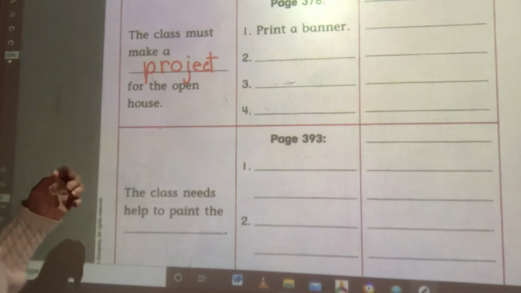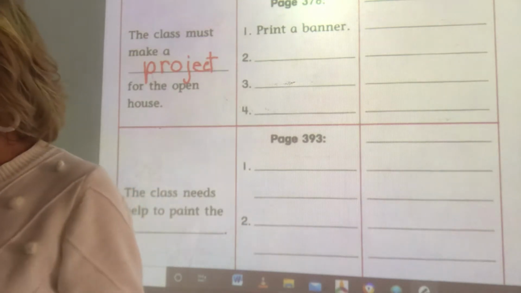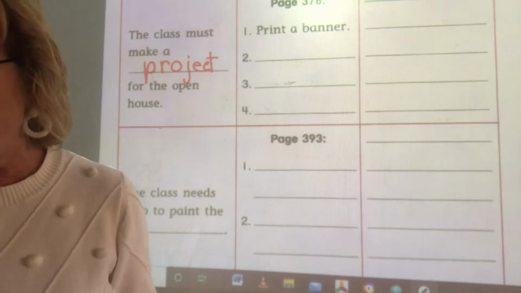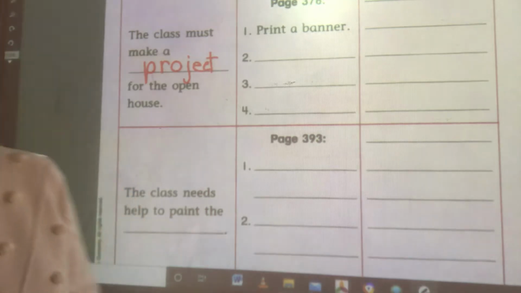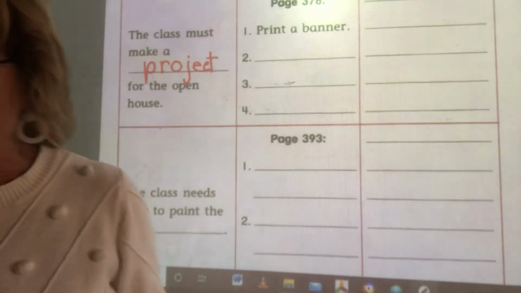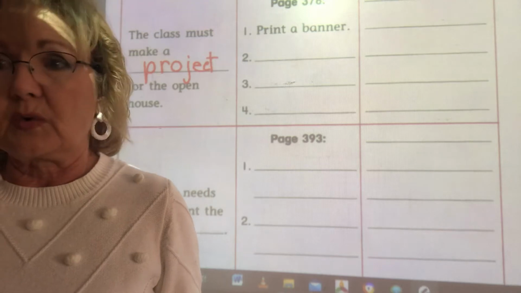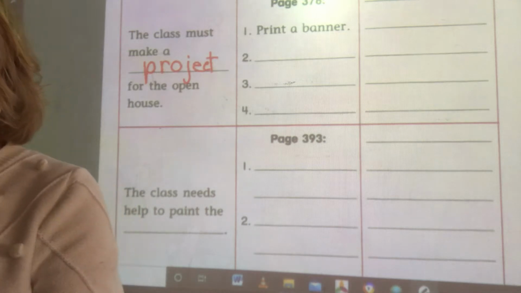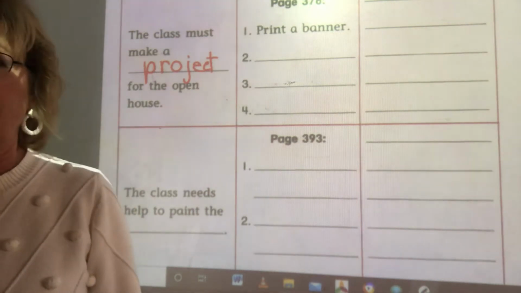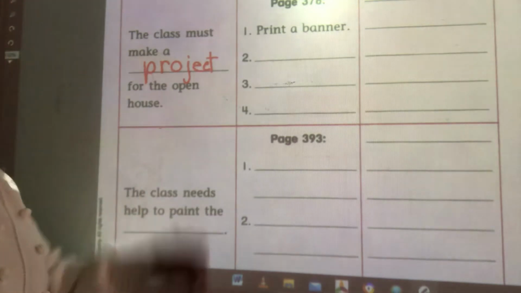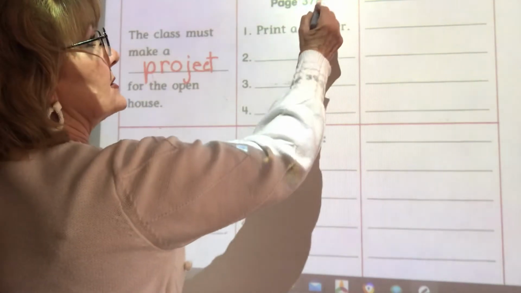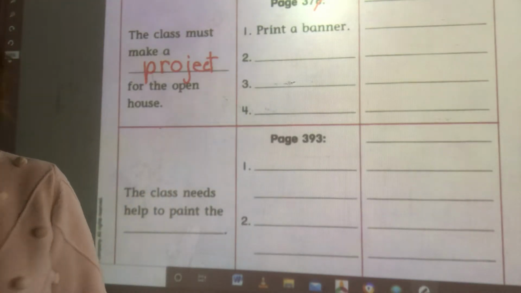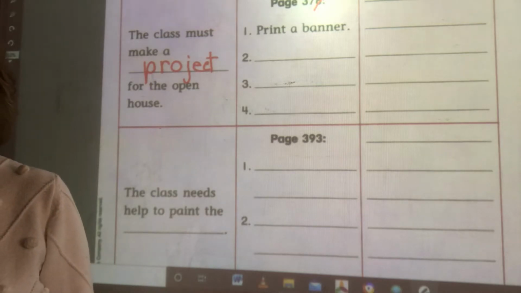I mess up. So on page 376, they had some ideas, right? It doesn't look like, okay. I don't think it's on 376. I think you will find their ideas on page 379. So I think they made a mistake. So what are some of their ideas? I'm just going to change that to a 9 because one of the ideas was to print a banner. They really had more than 4 ideas, right?